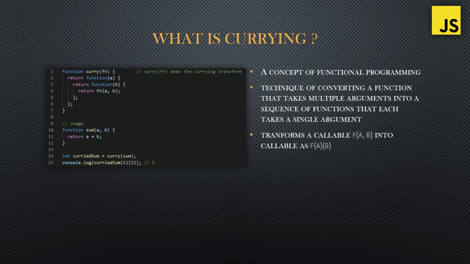So what is currying? It's a concept of functional programming. Functional programming is a paradigm of programming where programs are constructed by functions. It's a technique of converting a function that takes multiple arguments into a sequence of functions that each takes a single argument. And in fact, what you see here is a function sum, which is transformed into multiple functions that each take a single argument.